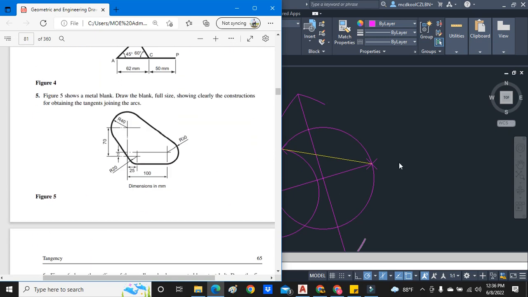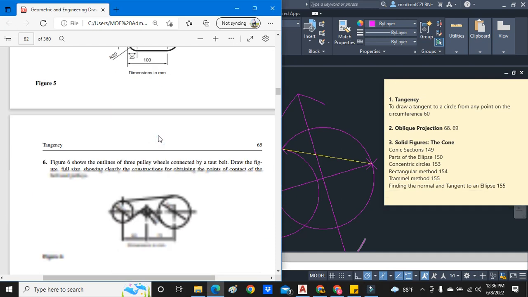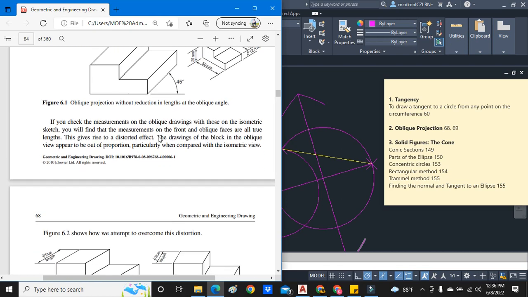All right, so we're going to pause here with tangents, and we're going to go to oblique projection. Now, tangency is one topic that will definitely come.